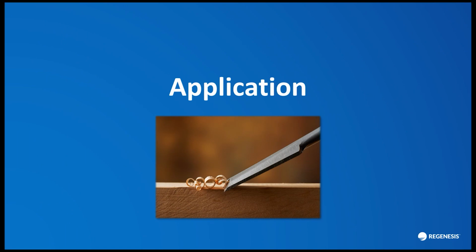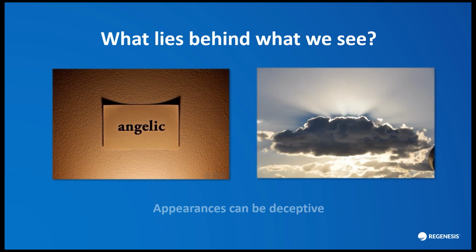So let's get on with it. Let's apply the tool and see what we can learn. The theme of this particular webinar then is what lies behind what we see. Appearances can be deceptive. Something appearing innocent might be hiding something more challenging. And likewise, something that appears broken might actually be functioning perfectly. Something that appears to be stopped might be cruising.